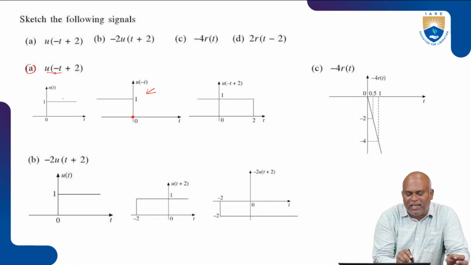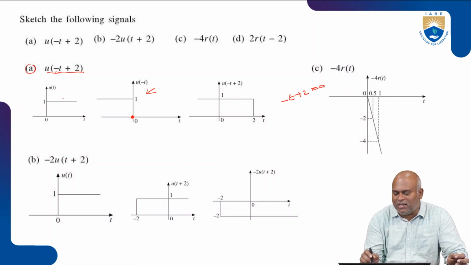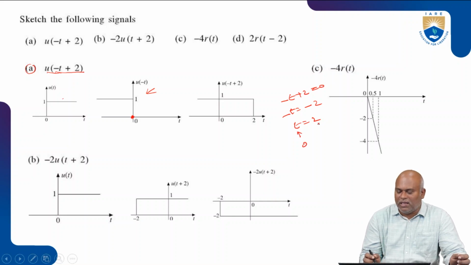So now we take minus t plus 2. It started at the origin, here I assume it moves to here. Then 0 minus t is equal to minus 2, so t is equal to 2. Now the initial value 0 starts at 2, so it starts at 0.